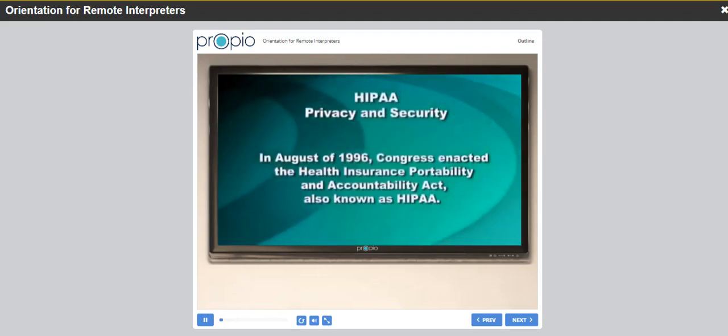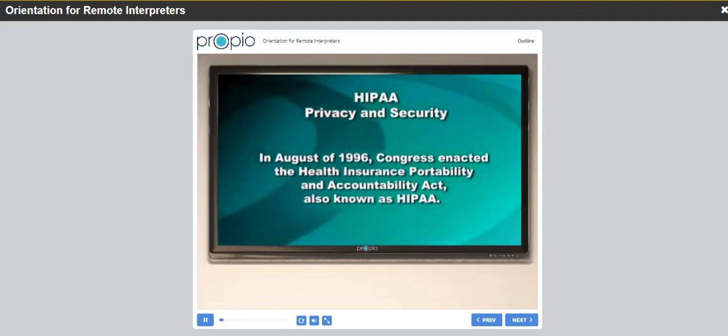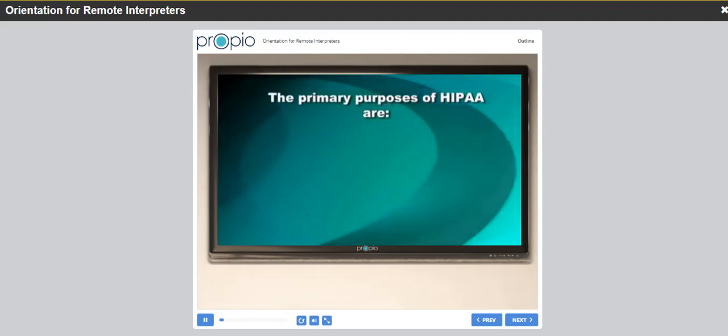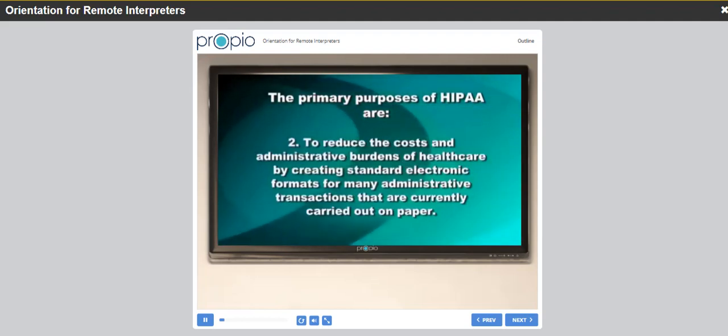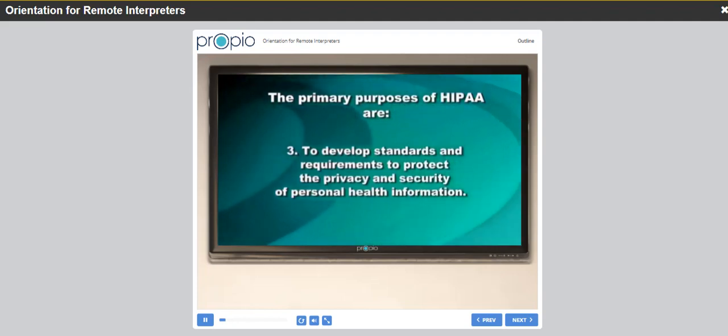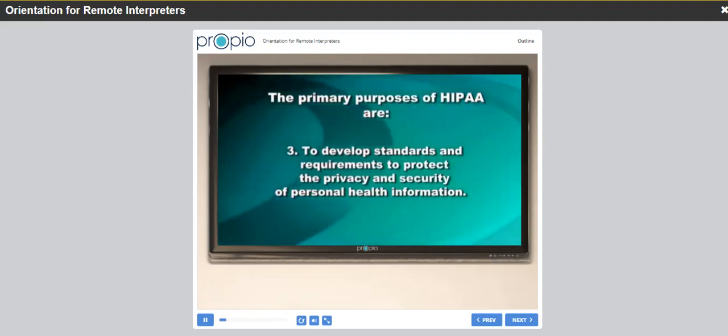In August of 1996, Congress enacted the Health Insurance Portability and Accountability Act, also known as HIPAA. The primary purposes of HIPAA are to protect people from losing their health insurance if they change jobs or have pre-existing health conditions, to reduce the cost and administrative burdens of health care by creating standard electronic formats for many administrative transactions that are currently carried out on paper, and to develop standards and requirements to protect the privacy and security of personal health information. It is these privacy and security standards that this program will discuss in more detail.